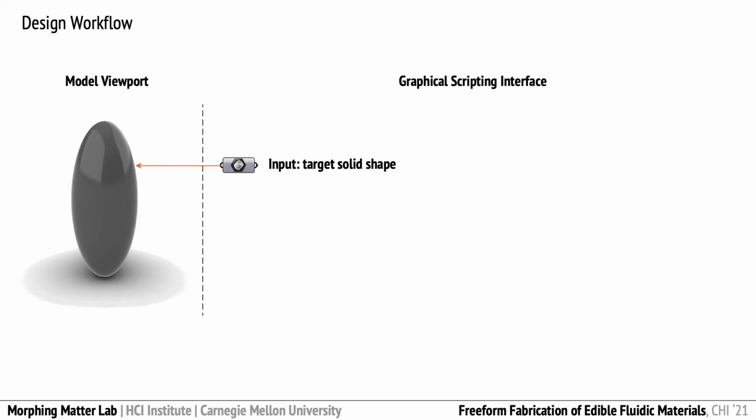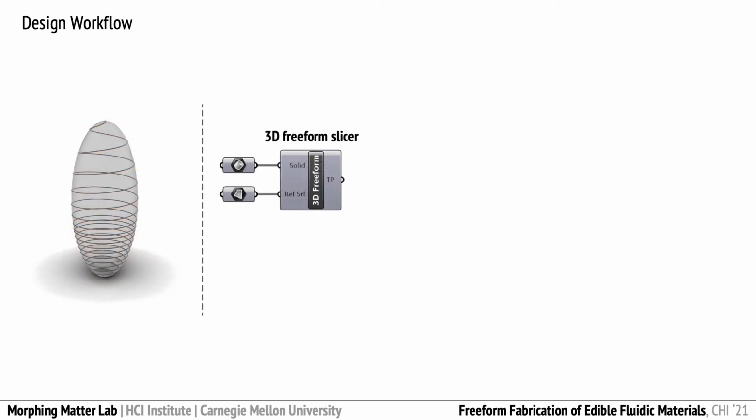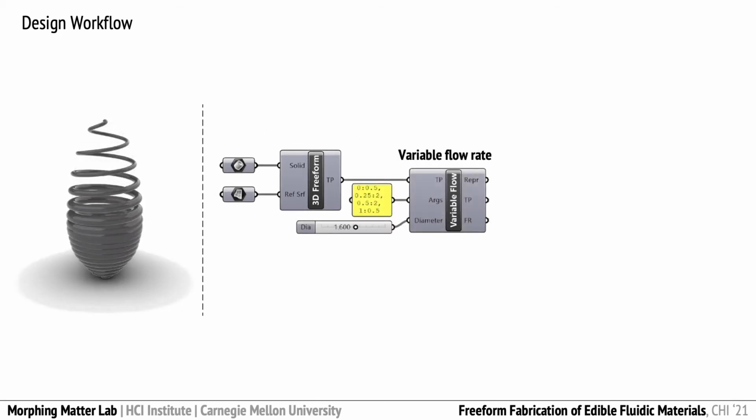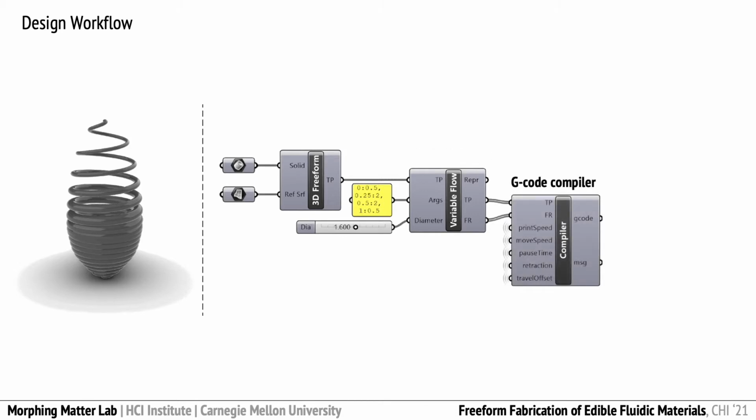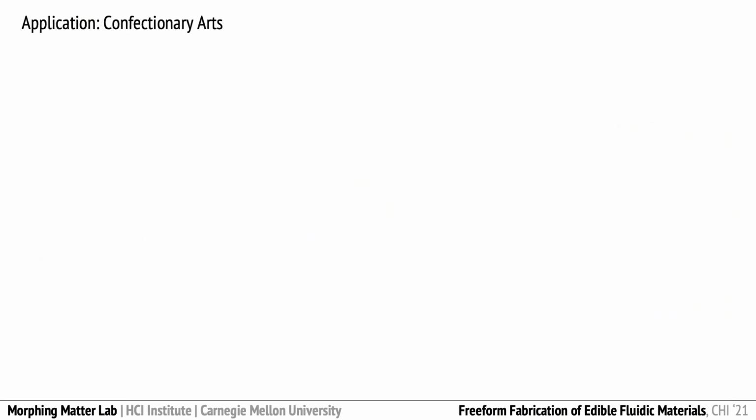To exemplify the print file generation workflow, given an X shape like this, and a helical slicing surface, we can use the freeform slicer to create a non-planar toolpath with an increasing line spacing toward the top. And the toolpath can be assigned a decreasing thickness to make the two halves even more aesthetically contrasting. Once that's done, a compiler takes over the results to produce a corresponding G-code file, which can be directly used by the printers. With these design tools, we created several confectionery arts to demonstrate the enabled design space.